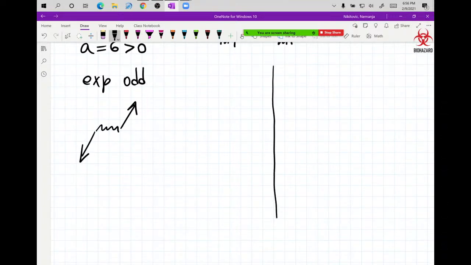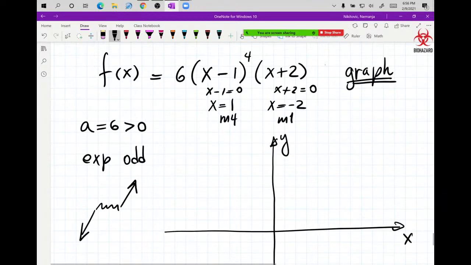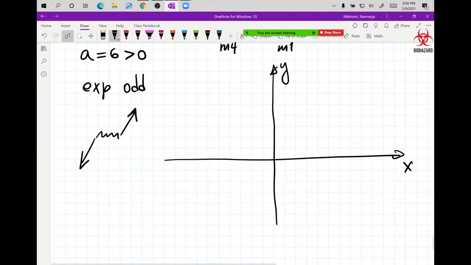Sketching the graph over here. I'm going to have my, what? x is -2.